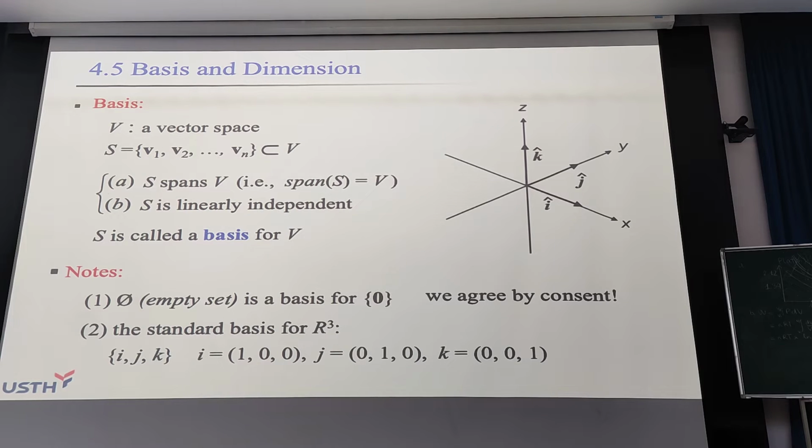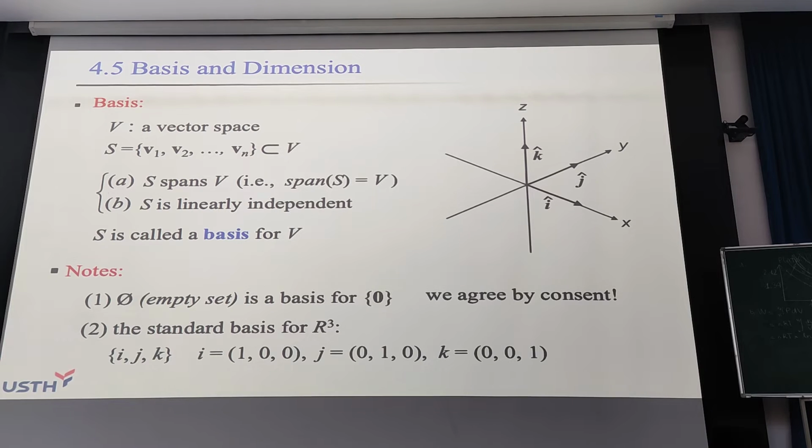So I repeat, a basis is a set of vectors inside a vector space satisfying two properties. The first one, it must be a spanning set, and the second one, S must be linearly independent. And then we have the examples. The first one is not an example, that is only the convention. We agree that the basis for the zero vector space is the empty set.